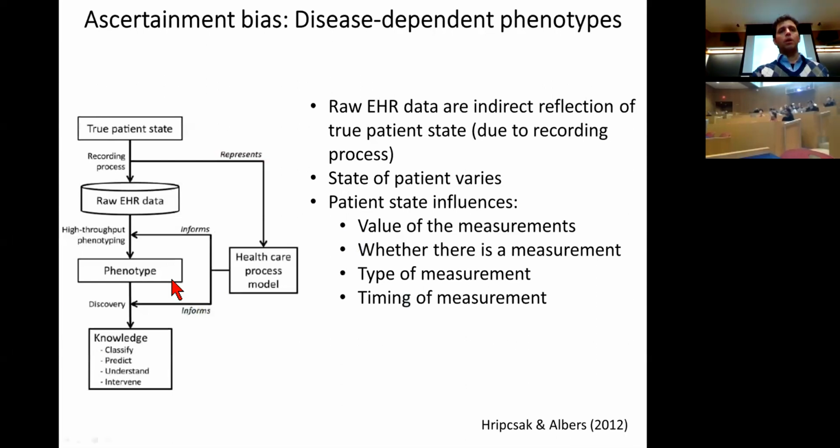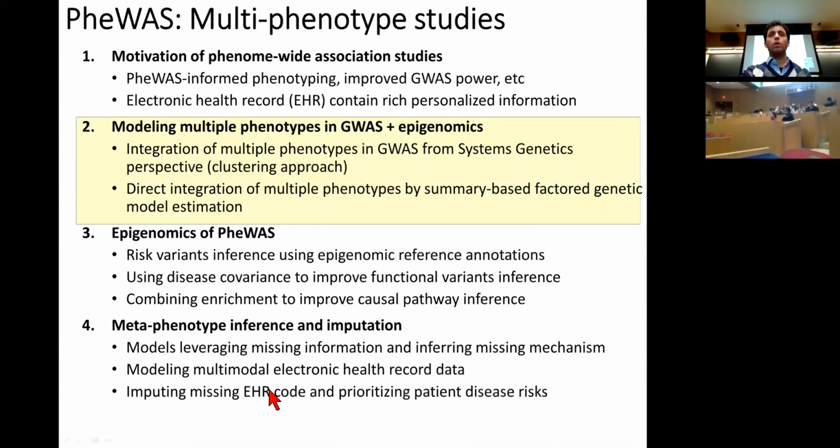Great. So using all that, I can then develop all kinds of knowledge tasks, like classification of patients into groups, prediction of mortality, or prediction of whether somebody will get sick, understanding of the underlying biology, and also guiding interventions for those individuals. Everybody with me so far? So this is a lot of motivation for why we want to look at multiple phenotypic variables at once.